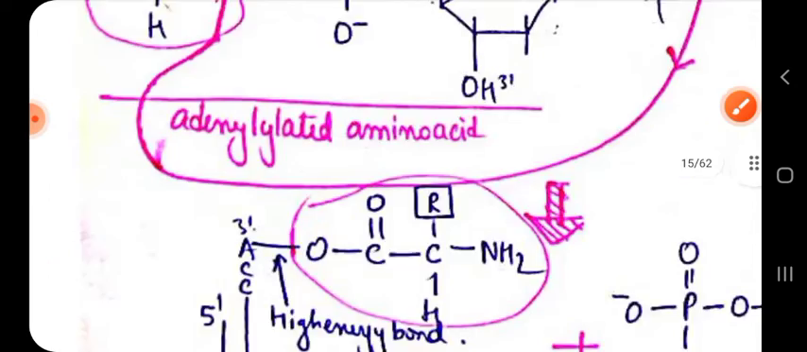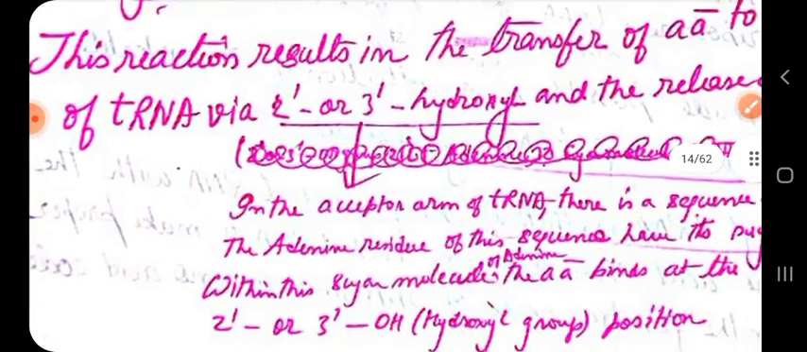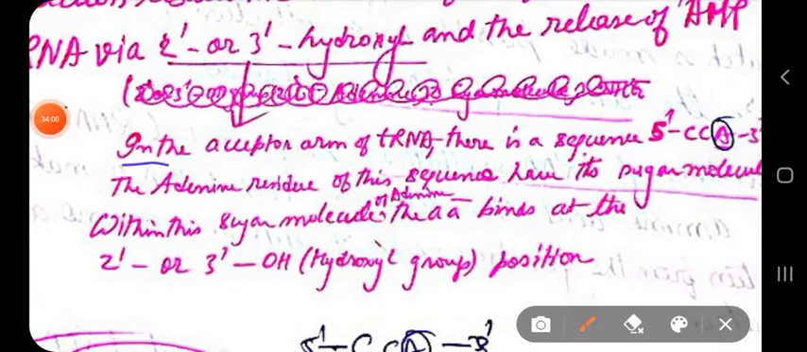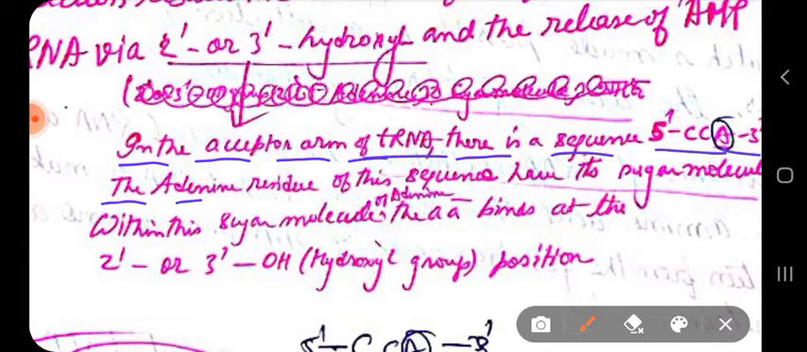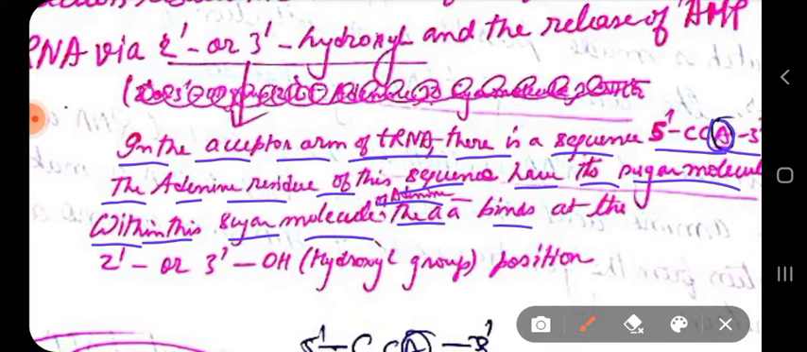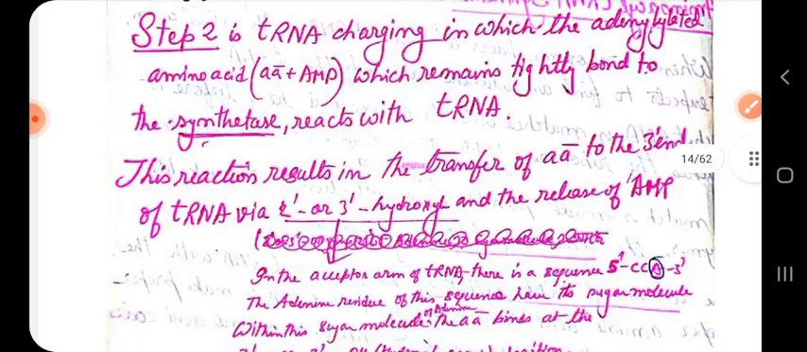So here it is saying that in the acceptor arm of tRNA, there is a sequence called 5' CCA 3'. Now the adenine residue found on this CCA sequence has its sugar molecule. Within this sugar molecule of adenine, the amino acid will bind at the 2' or 3' hydroxyl position, catalyzed by the enzyme amino acyl tRNA synthetase. So in this way, your complete amino acylation is done.